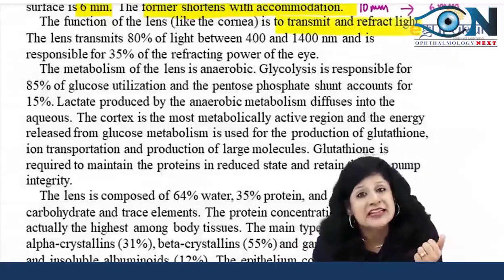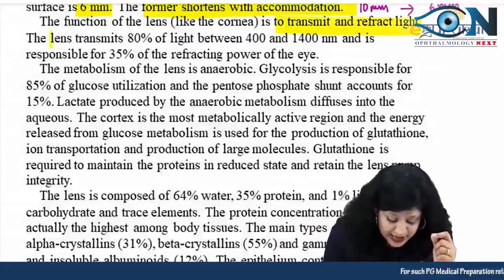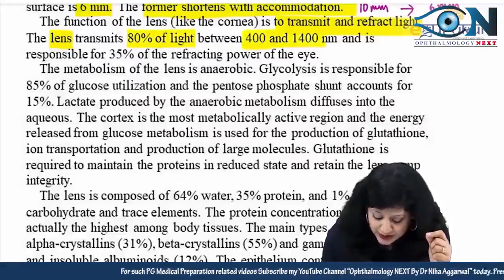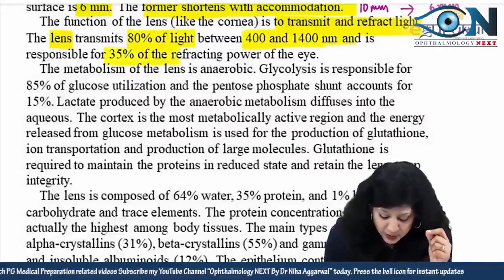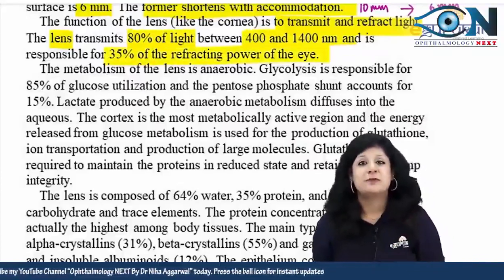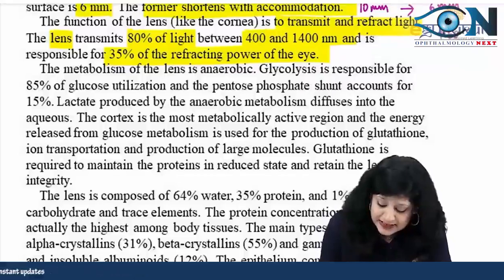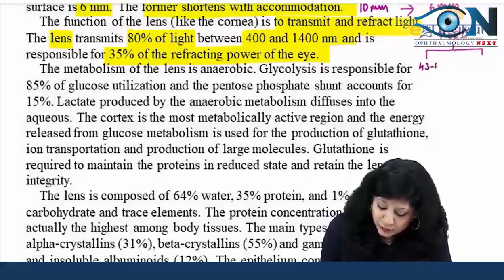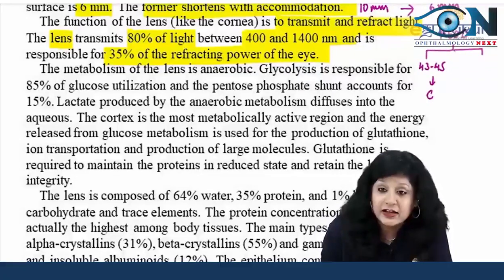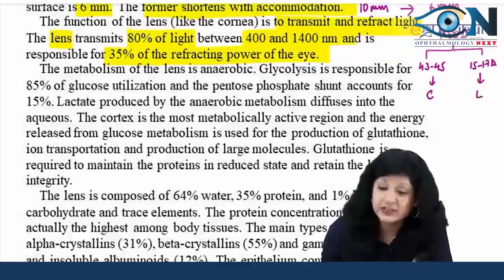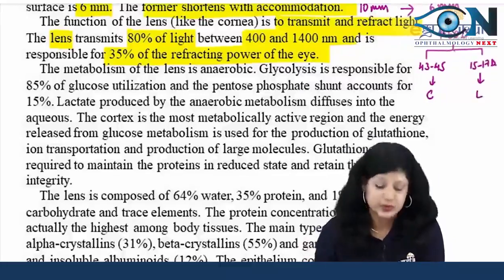Now how much light is it refracting? The lens transmits 80% of the light between 400 and 1400 nanometers, and is responsible for 35% of the refractive power. We all know that the total power is plus 60 diopter, and out of this plus 60 diopter, 43 to 45 belongs to the cornea, and only 15 to 17 diopter belongs to the lens. So it is only 35% of the total power.